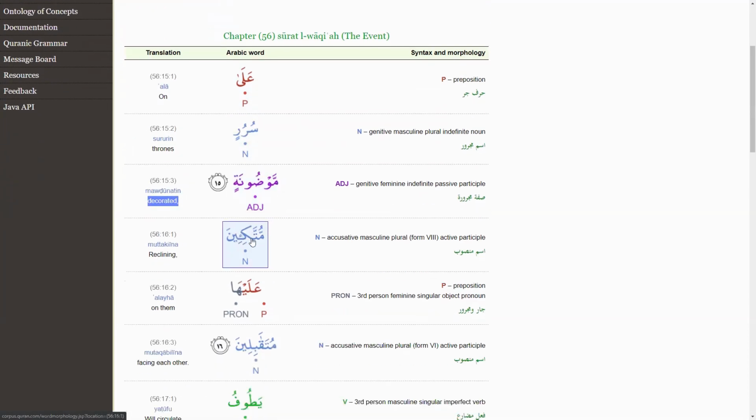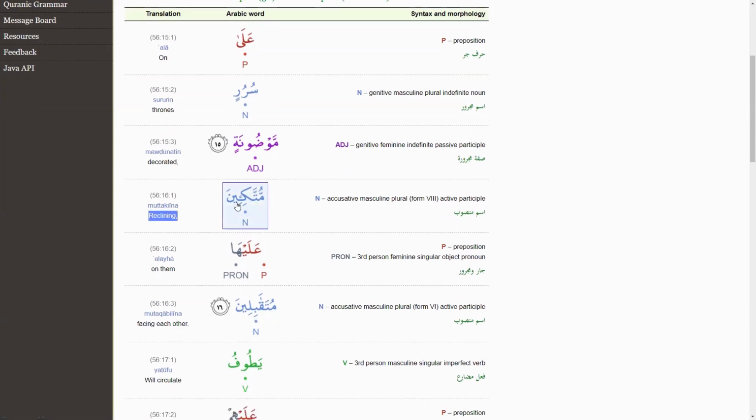In Jannah. Muttaki'een, they'll be reclining. They'll not be sitting upright. They'll be in a resting position. Reclining, muttaki'een. At-takiya comes from that word. That pillow is called takiya in Urdu. Muttaki'een. Alayha, on them. Alayha. Why is it ha now?